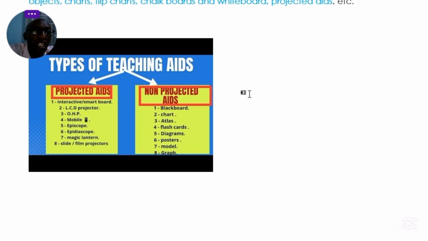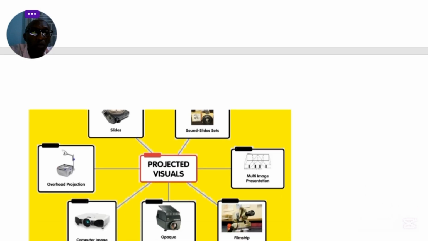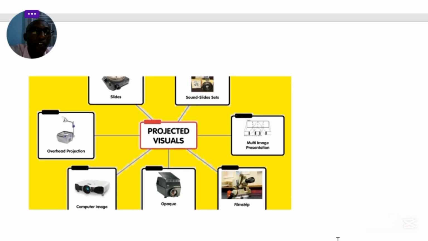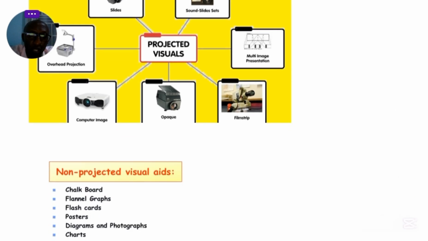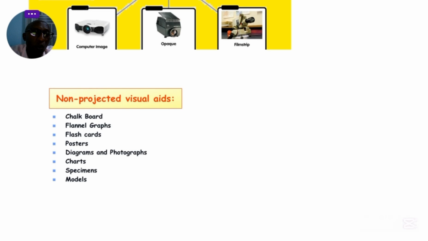Now then we have the projected aids. What are the projected aids? Here I'll use a diagram to summarize the types of projected aids. Do you see in this diagram? We have here a projector. We have here what is called the overhead projection. Then we have slides. Light is shed in and pupils peep through and see. Then you have film strips. All these are types of projected visuals. Therefore, what have we said?